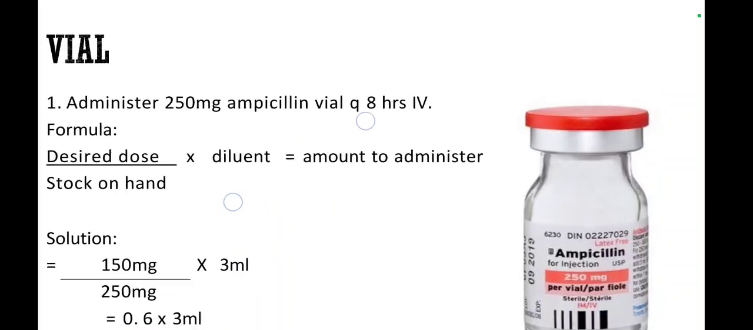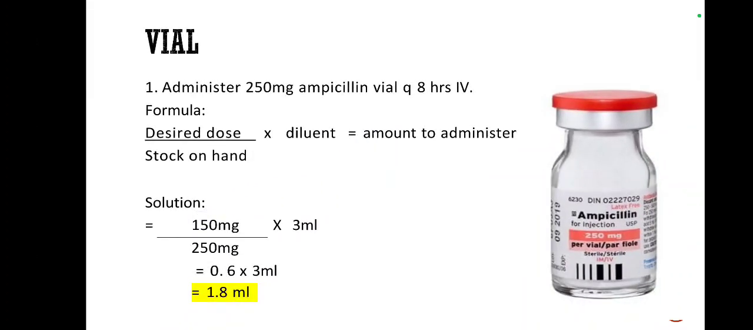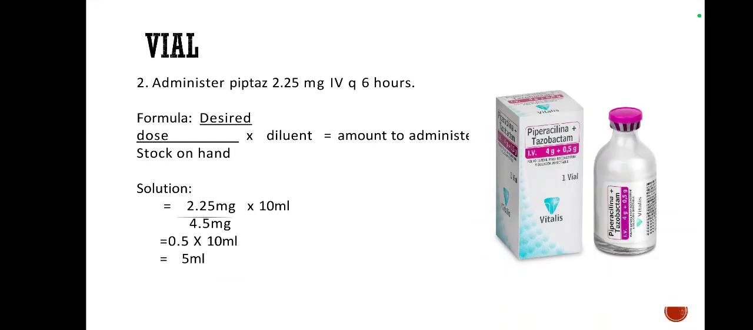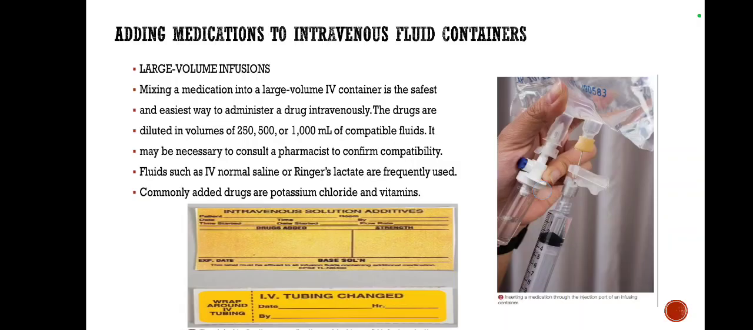here we use diluent, especially for powdered medication in a vial. So you have to check the hospital's policy on how many ml of sterile water or PNSS is needed to dilute the medication. Another example, 2.25 grams of piperacillin-tazobactam. The available dose is 4.5, and the diluent is 10 ml. So 2.25 divided by 4.5 is equal to 0.5, times 10 ml, so it is 5 ml.